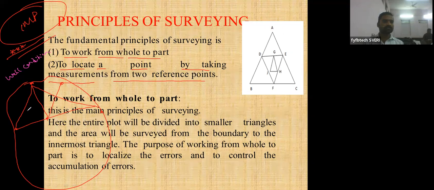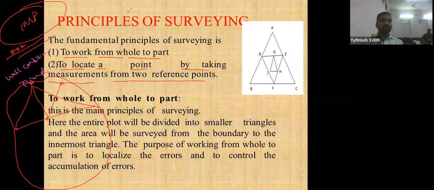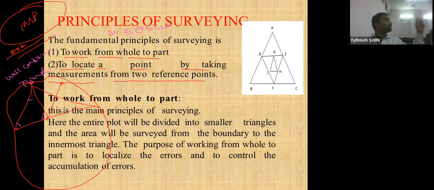Well-conditioned triangles. So what are well-conditioned triangles? The included angle theta should be greater than or equal to 30 degrees and less than or equal to 120 degrees. If this is a triangle, correct? This triangle should have its angle between 30 to 120 degrees. That triangle is called a well-conditioned triangle.